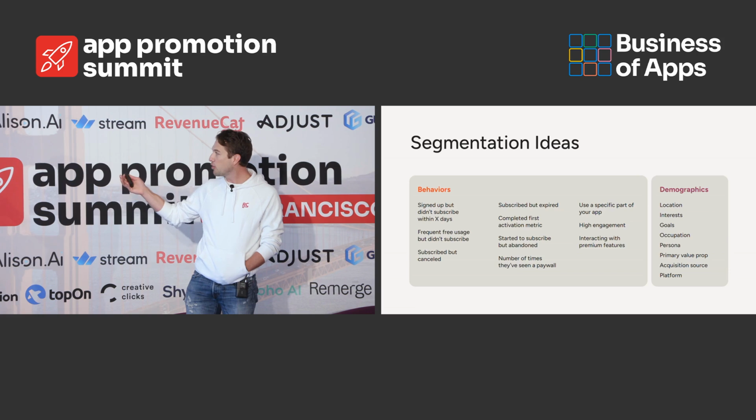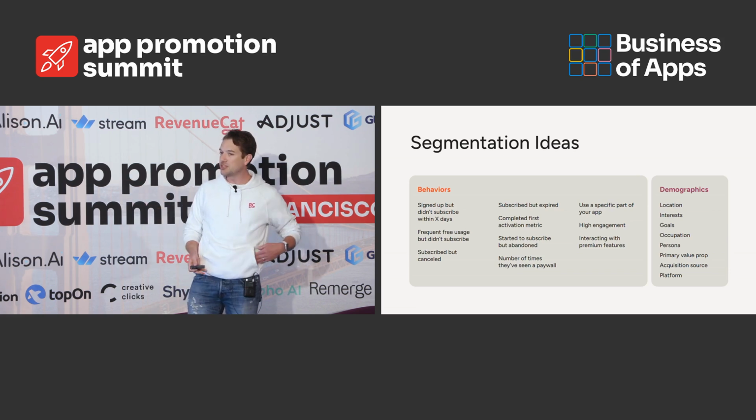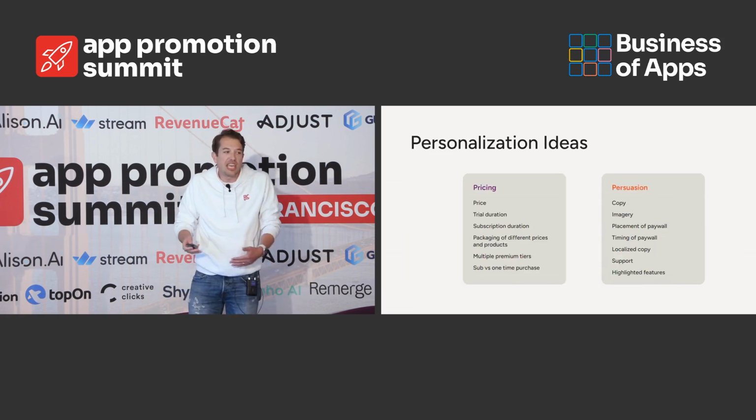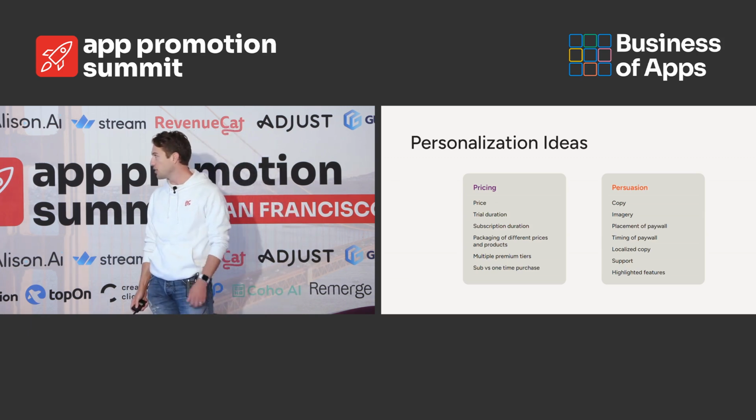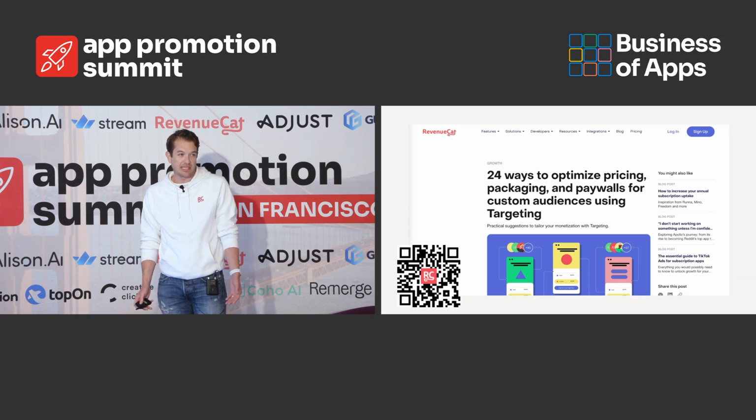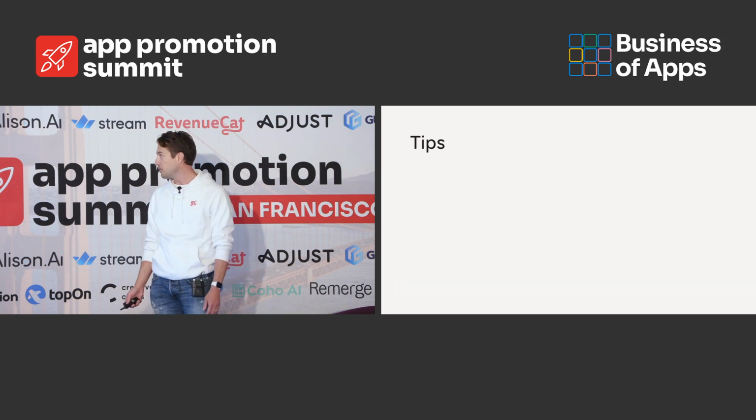But feel free to go crazy during the brainstorming stage in terms of what behaviors I can think about, what demographics. Similarly, what can I change? What are these different levers I can pull to try to convert these users on the pricing angle as well as the persuasion angle? And then we also have a blog post here with 24 different ways to optimize pricing. Again, just a great place to go for brainstorming.